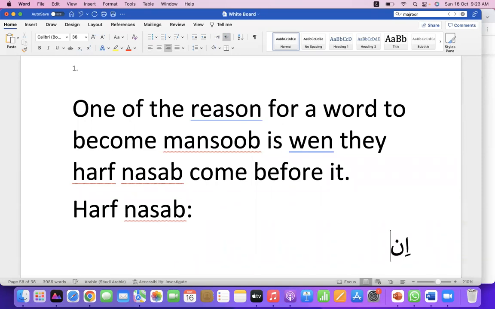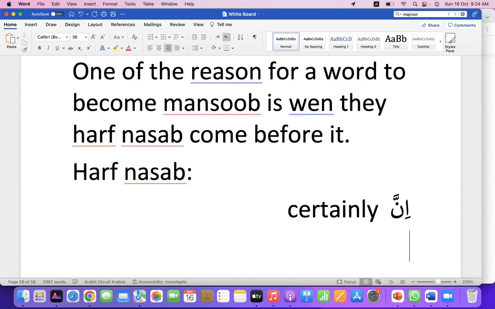inna. You might have seen it in the Quran quite frequently. Inna Allah. Inna means indeed, certainly. When this inna comes before some ism, it makes it mansoob, with an a sound. Then another one is anna. Anna means that. Again, if it comes before an ism, it makes it mansoob.